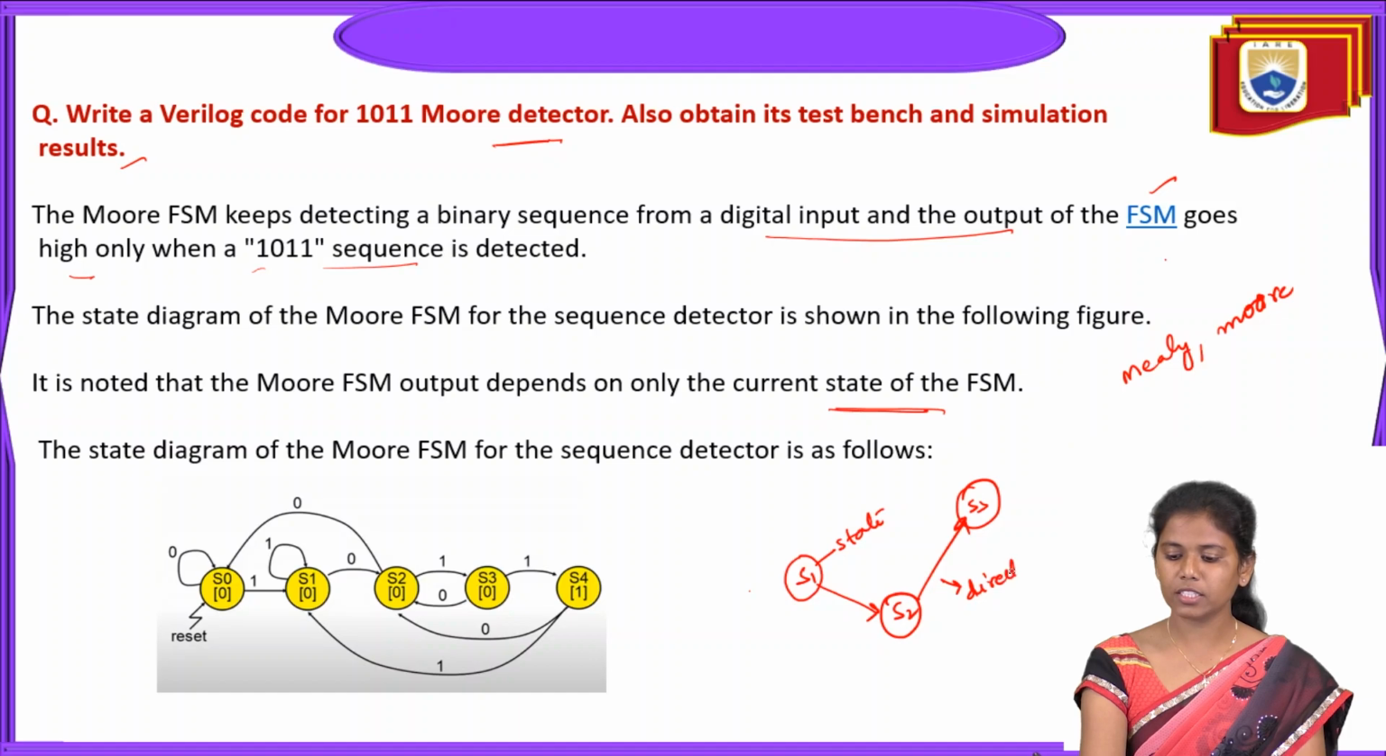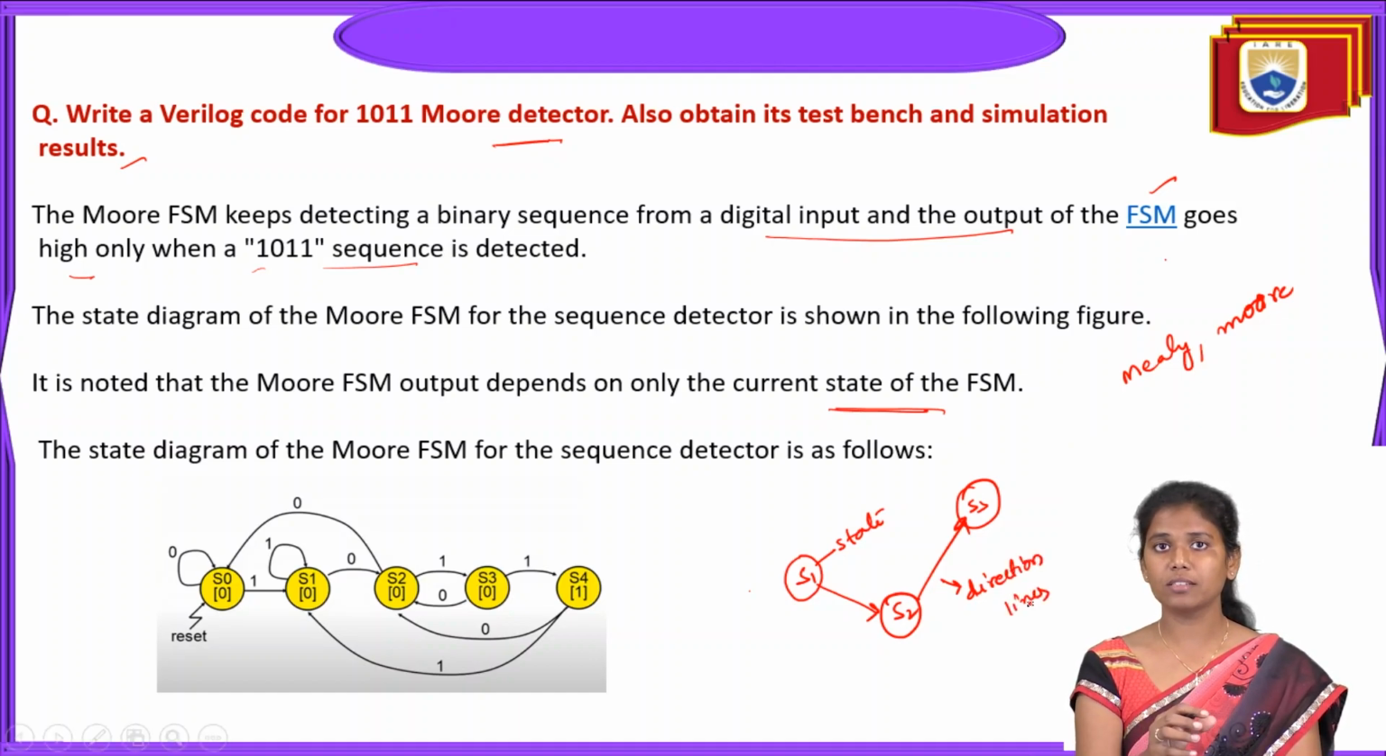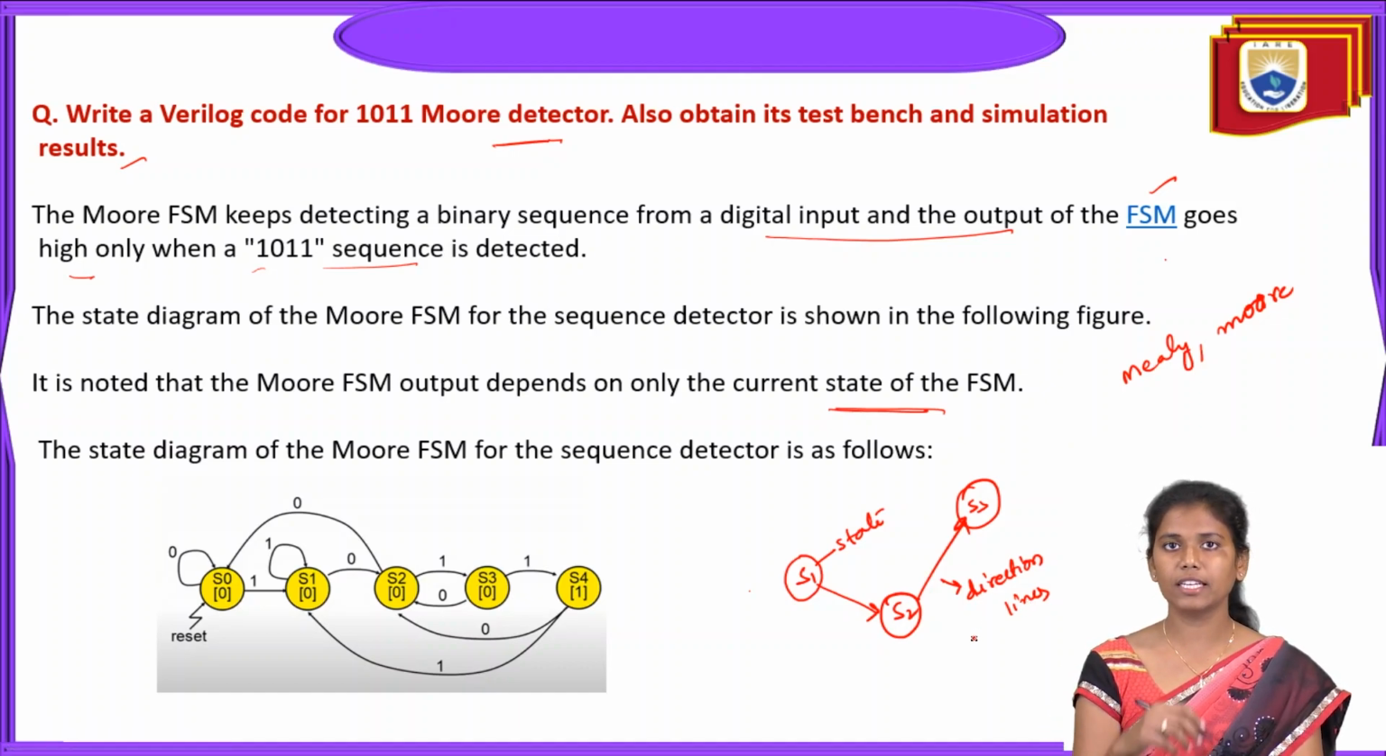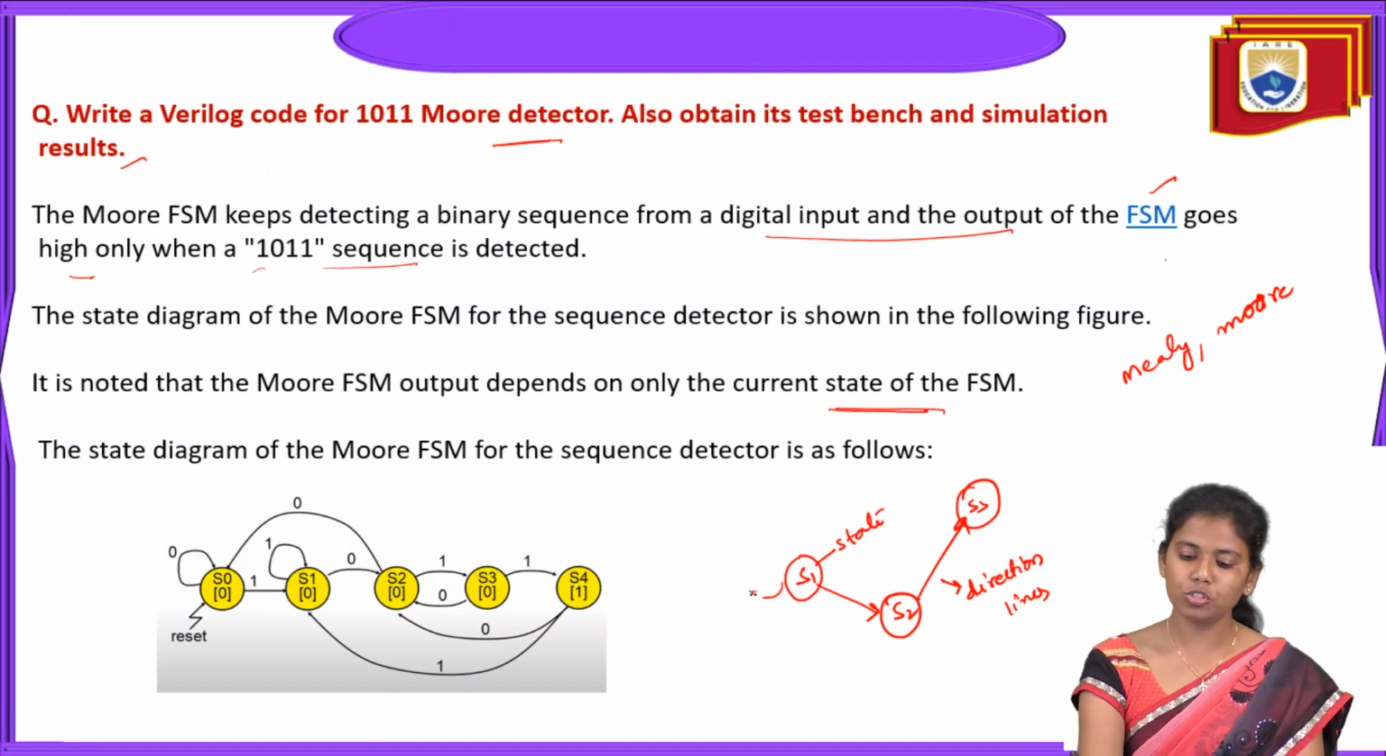So these are the direction lines. A direction line states that when the transition is taking place from one state to another state, that is how we represent it through the direction lines, right? So the direction lines S1 and S2, and also you have something like this, 1/0.